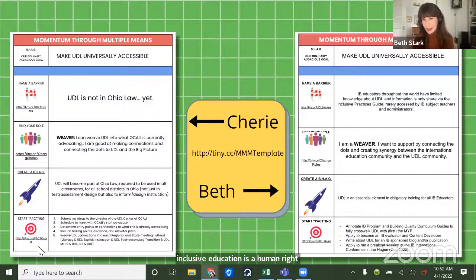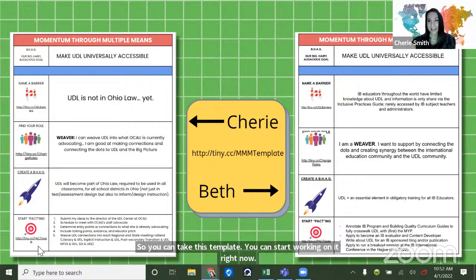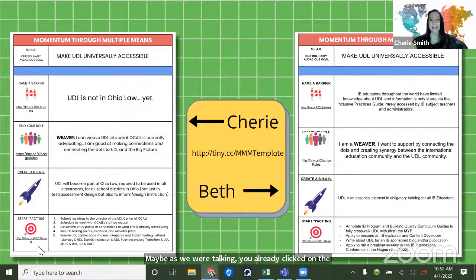So we hope that this is inspiring you. We have about 7 minutes, and we want to make sure that you have access to this template. These are the exemplars we wanted to share, but we want you to also make this your own and take some time to also open up and share with us if you have any comments or questions. So you can take this template, you can start working on it right now. Maybe as we were talking, you already clicked on the template and you started putting in your ideas. So we can take another minute to let you open that.